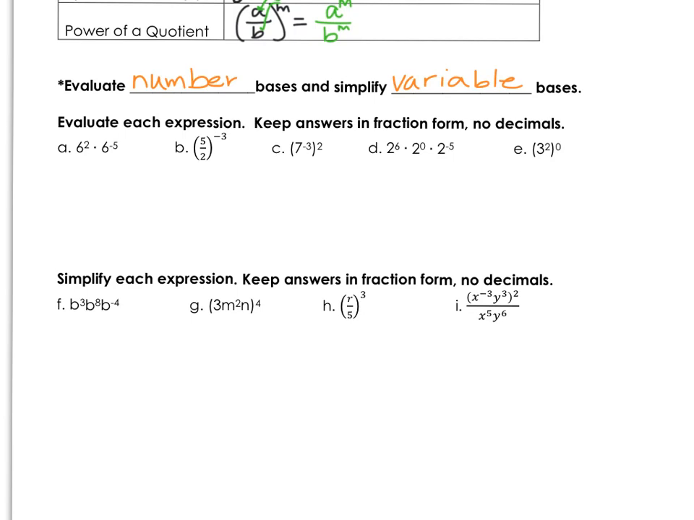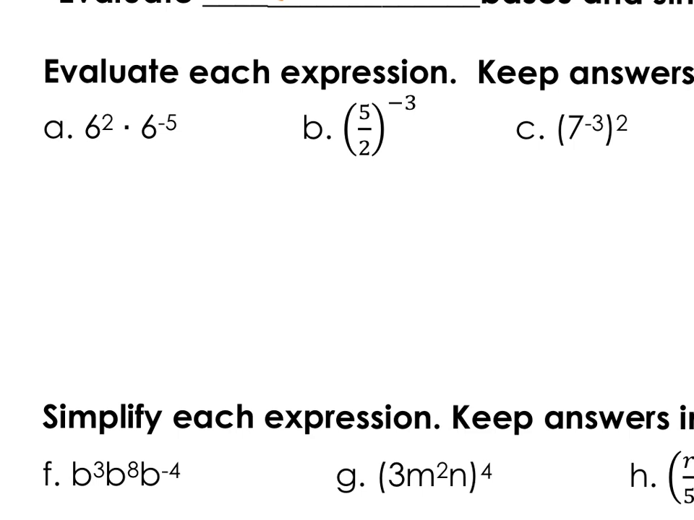To start off, let's evaluate each expression in A through E. It says keep answers in fraction form, no decimals. So if we have to have a fraction answer, we'll keep it just like that. We won't plug it in and try to get a decimal approximation. Our first example, we're going to take 6 squared times 6 to the negative 5th.